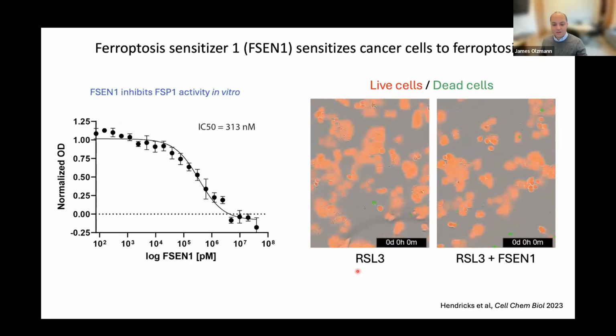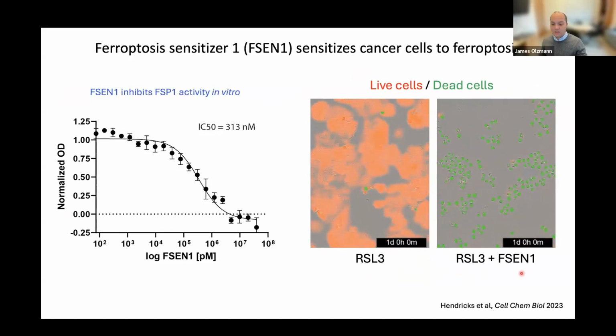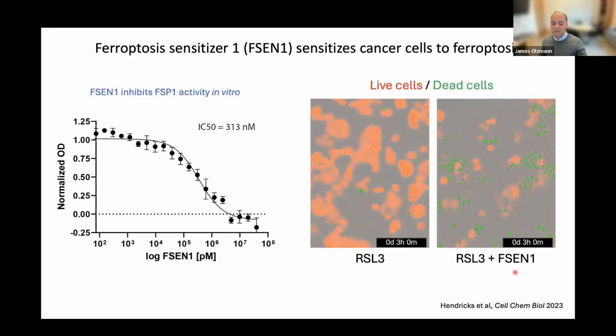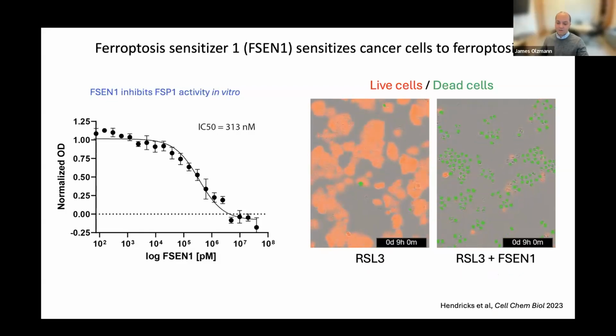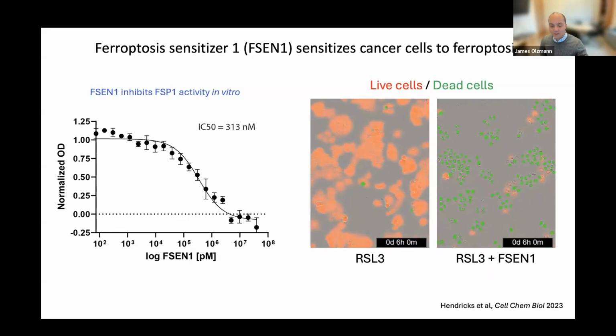You can see that these cells continue to grow and divide with inhibition of GPX4 with RSL3, but if we co-treat these cells together with FSEN1, our ferroptosis inhibitor, we get very rapid and complete induction of ferroptosis, consistent with these having two parallel pathways that can compensate for each other.